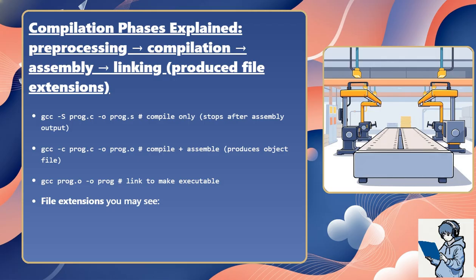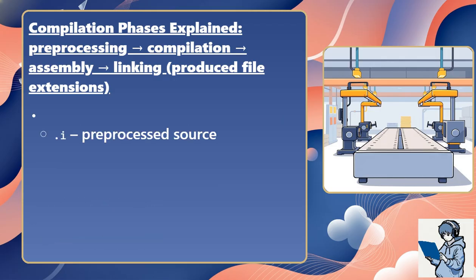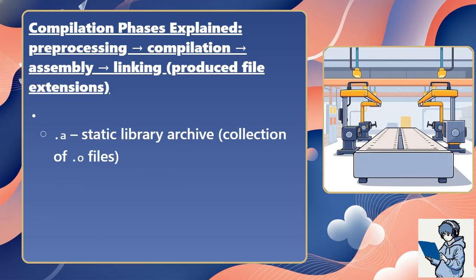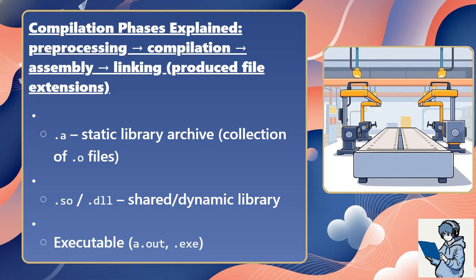File extensions you may see. .c source code, .i preprocessed source, .s assembly code, .o object file, binary not yet linked, .a static library archive, a collection of .o files, .so or .dll shared dynamic library, executable .out or .exe.